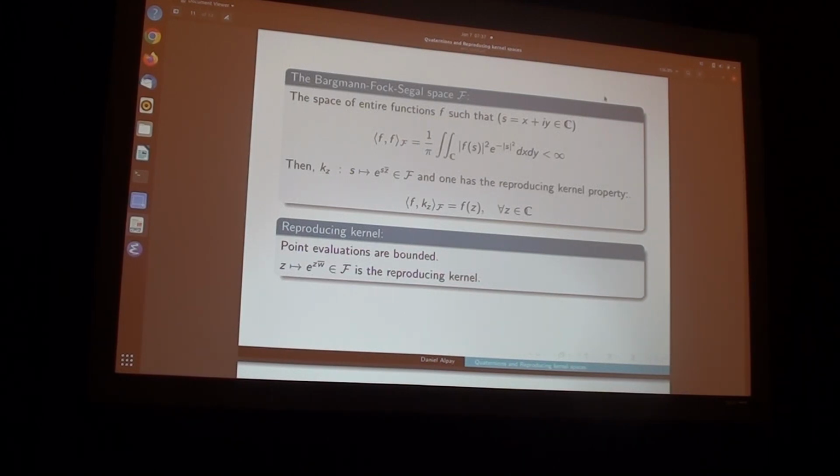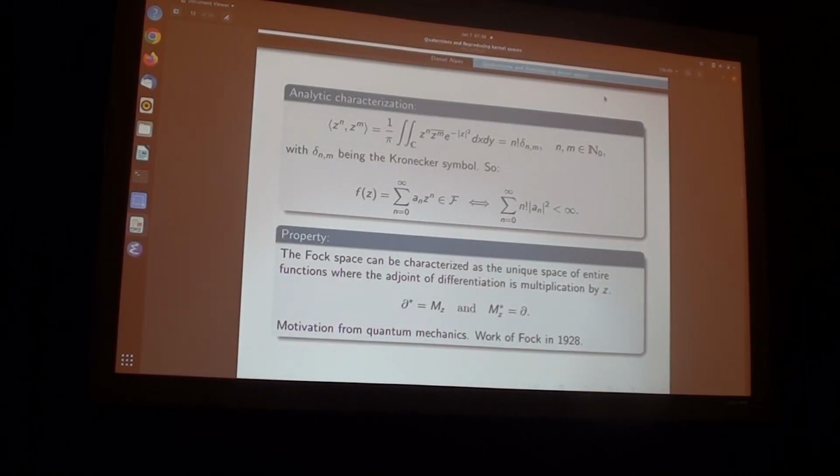A space I wanted to mention quickly before I go to the quaternion setting is the Bargmann-Fock-Segal space, as an example of an important reproducing kernel Hilbert space, which we would like maybe to have counterparts of in the quaternion setting. This is a space of entire functions for which this integral is finite. If you want, this is a geometric representation. It has a reproducing kernel e to the z omega bar. And it has also an analytic representation in terms of the coefficients of its Taylor series at the origin. And more importantly, and that was proved by Fock and later also by Bargmann, it is basically the unique space of entire functions for which the adjoint of differentiation is multiplication, and this is important in quantum mechanics.